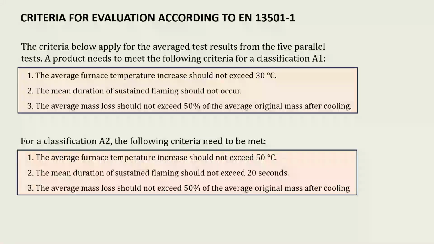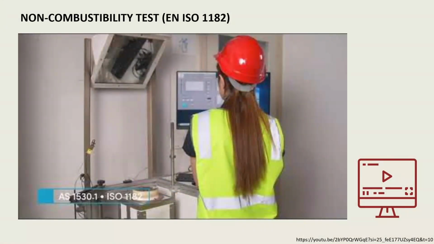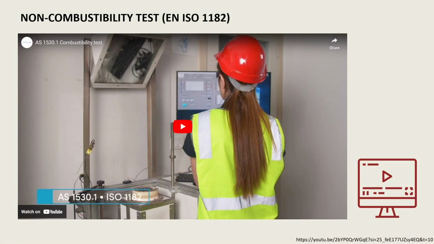For Class A2, the average temperature rise should not exceed 50 degrees Celsius and the average duration of the sustained flaming should not exceed 20 seconds. And finally, the average mass should not exceed 50% of the average original mass. This video should help you visualize the procedure of conducting the non-combustibility test.